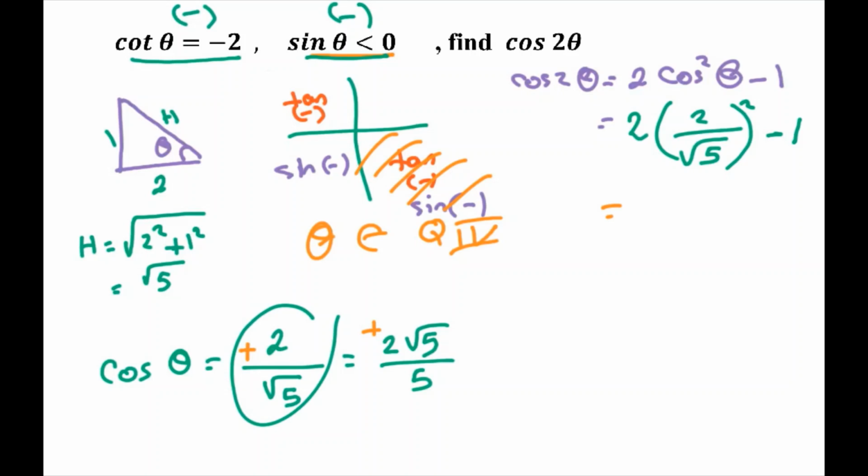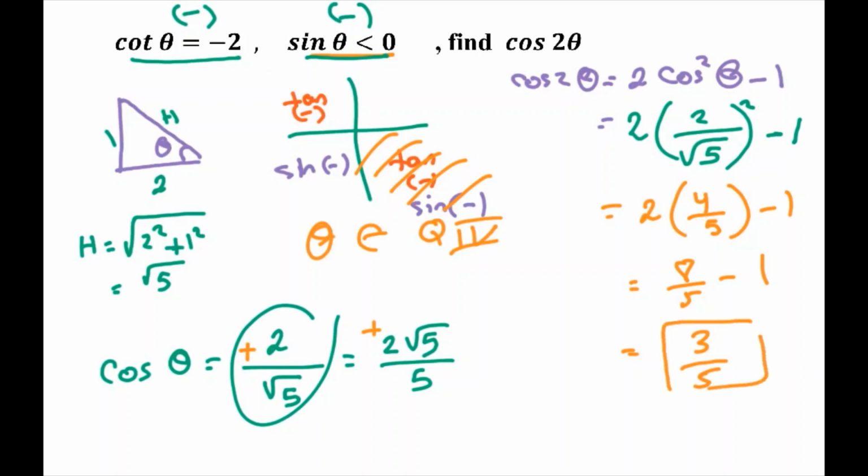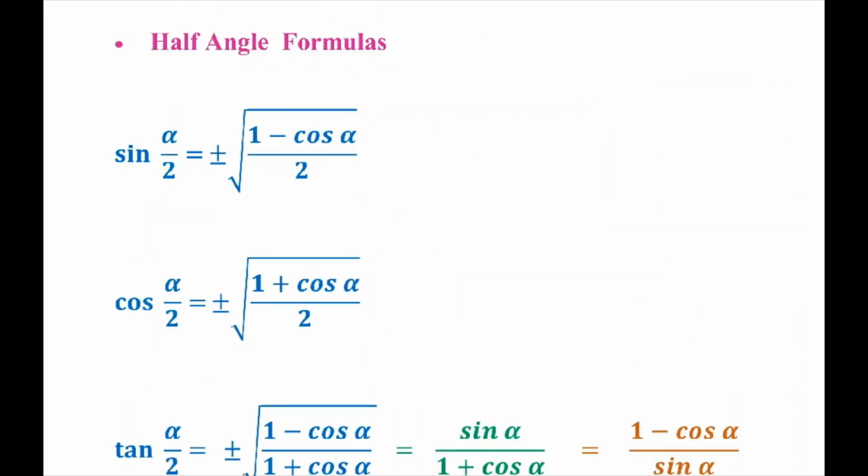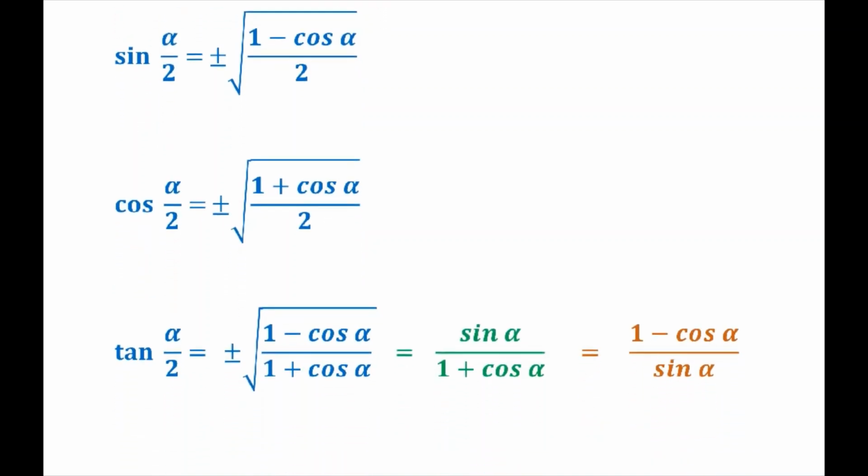Now if you simplify, that's going to be 4 over 5, which is 8 over 5 minus 1, and that's 3 over 5. Okay, now what about the half angle formulas? For sine alpha over 2, it will be positive or negative square root of 1 minus cosine alpha over 2. The half angle for cosine will be positive or negative square root of 1 plus cosine alpha over 2. For tangent half angle, we have 3 formulas. You can choose any of them.